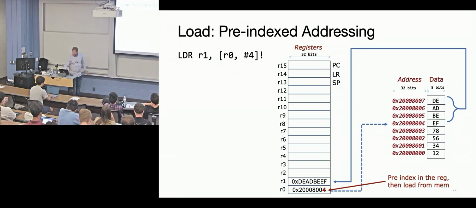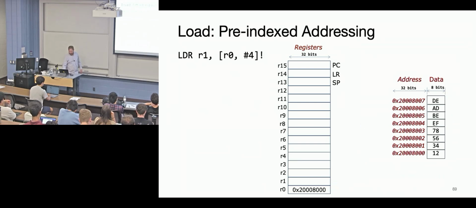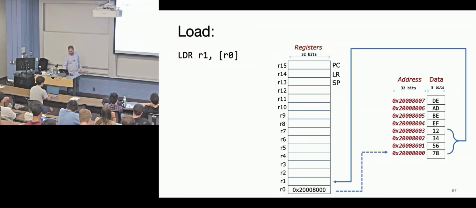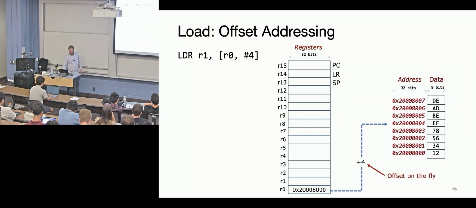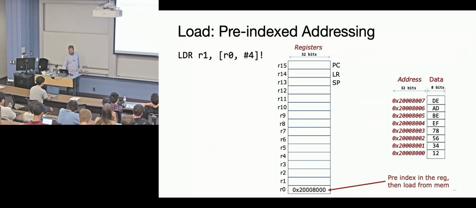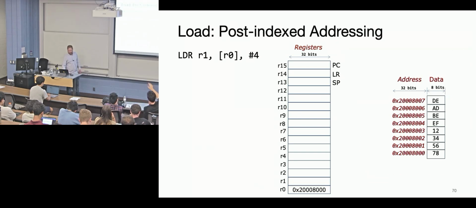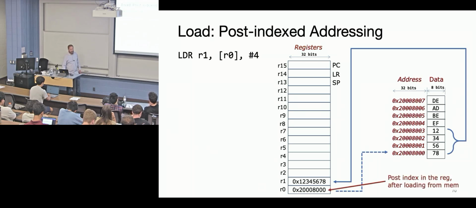Well, we have 3. So we have vanilla, or no, we have 4. We have normal offset indexing, pre-indexing, and post-indexing. I see the mark right now. Okay, great. I solved one confusion today. I nailed it. What other questions do we have?